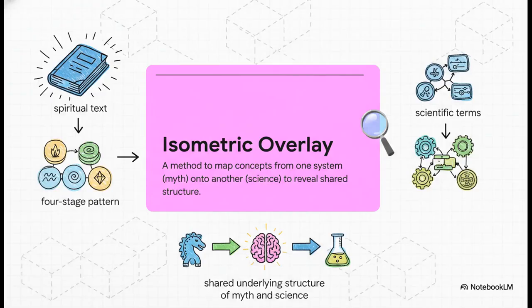And this is absolutely crucial. An isometric overlay is not just some fuzzy metaphor where one thing is kind of like another. Nope, it is a precise one-to-one mapping of concepts. You can take a term from a spiritual text, figure out its exact job within that 4-stage pattern, and then map it directly to the scientific term that does the exact same functional job.